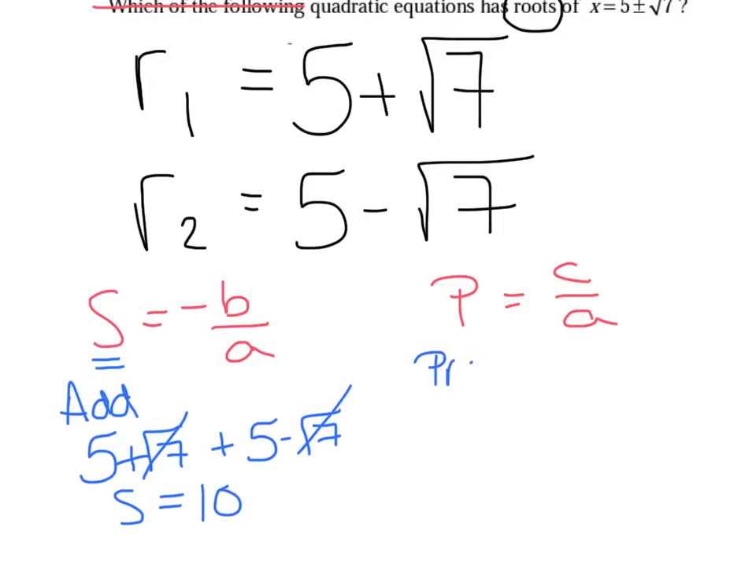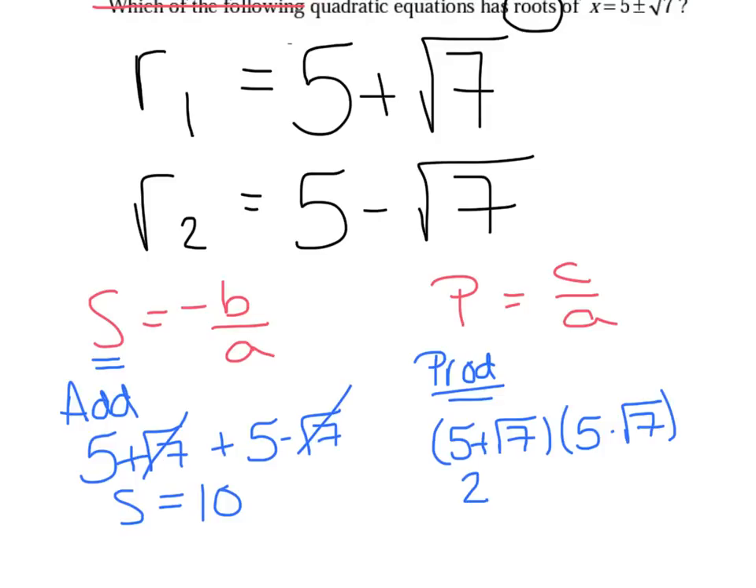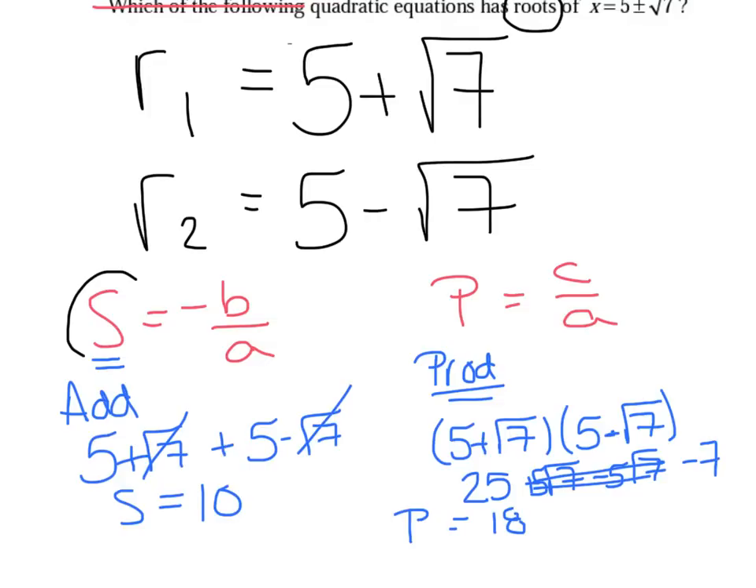Same thing, product back in elementary school meant multiply. So let's do that. 5 plus radical 7 times 5 minus radical 7. So I've got 25 plus 5 radical 7 minus 5 radical 7. This will be a negative. Any radical times only itself, the radical disappears and I get -7. Therefore, I know the product, those cancel. 25 minus 7 gets me 18. Now again, you're not done there. All that did was it figured out the sum and it figured out the product.